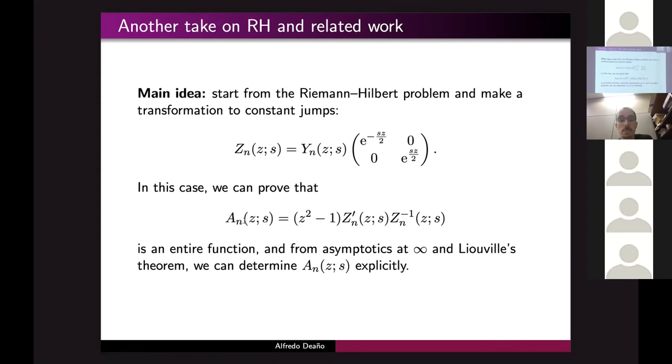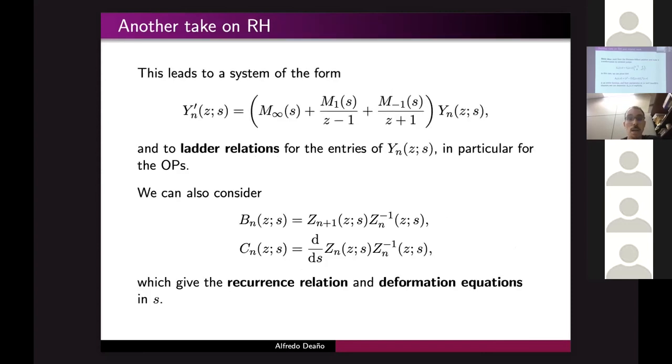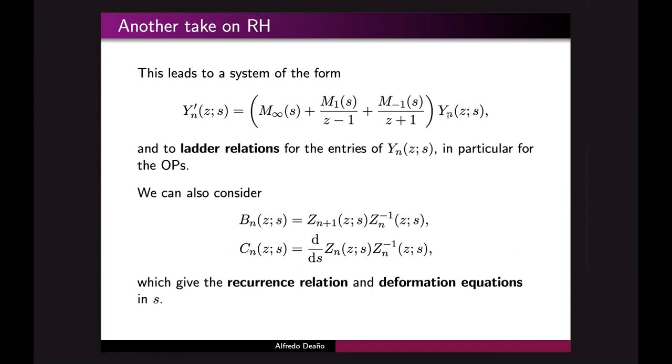And you have the asymptotics of this A_n from the Riemann-Hilbert problem. So, okay, entire function plus asymptotics, then Liouville's theorem tells you what A_n is exactly, in terms of all kinds of quantities related to the orthogonal polynomials. And in this case it's clear because you have z squared minus one, and then you do partial fractions, and you get a system like this. This is a linear system with singularities at one, minus one and at infinity. And this is Painlevé V.